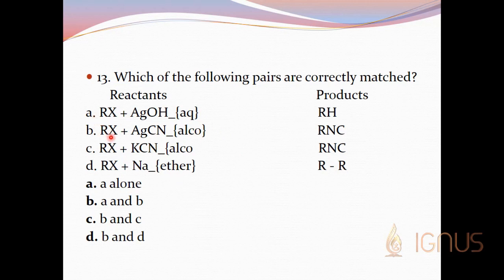Here in the case of alkyl halide, when it reacts with AgCN, it will give isocyanide. That is right. But when we treat alkyl halide with KCN, it will not give isocyanide. Instead, it will give cyanides. And this is not the proper reaction. Reaction of alkyl halide with AgOH will not give alkane. And option D is the right answer. That is a Wurtz reaction.